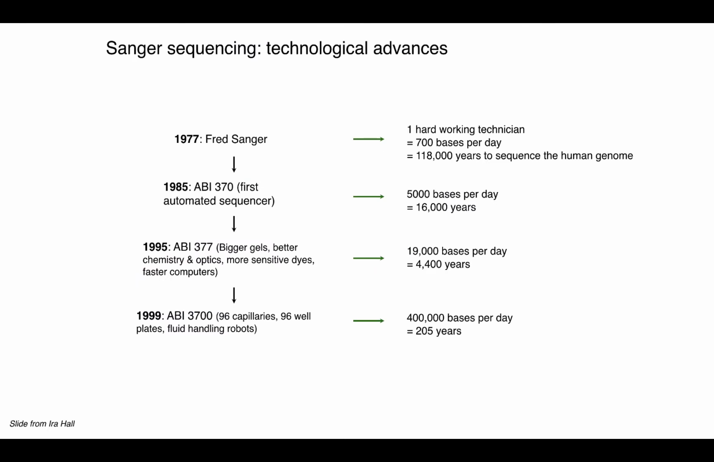So this went through 2 decades of optimization, where originally one person could sequence on average 700 bases a day. For reference, it would take you over 100,000 years to sequence the human genome at that rate. All the way up to really the height of PCR and Sanger sequencing as the primary method for genome sequencing, you could get around 400,000 bases a day, but that would still take 205 years for a single person to sequence a human genome. And so something was needed as far as a change.